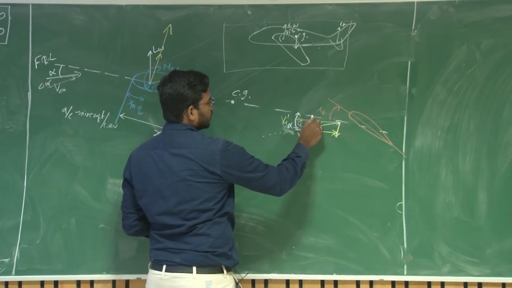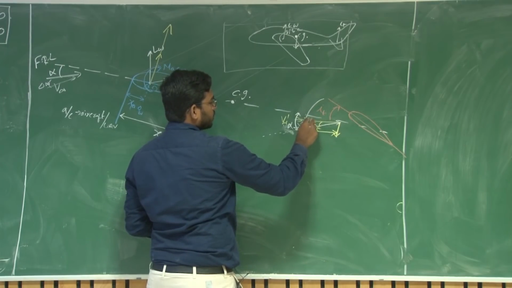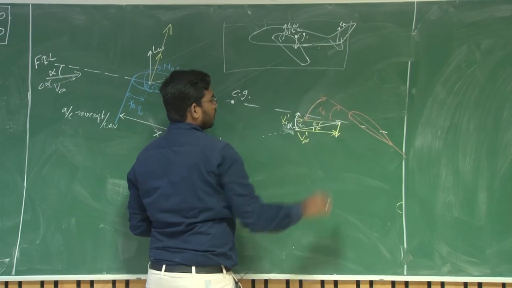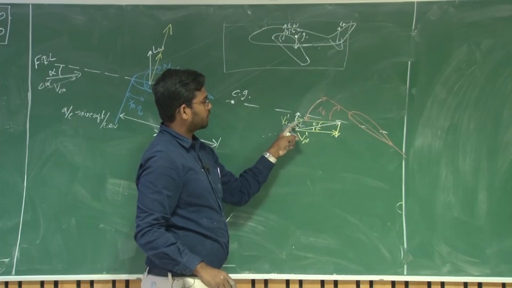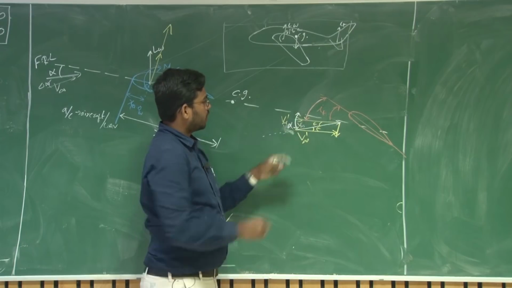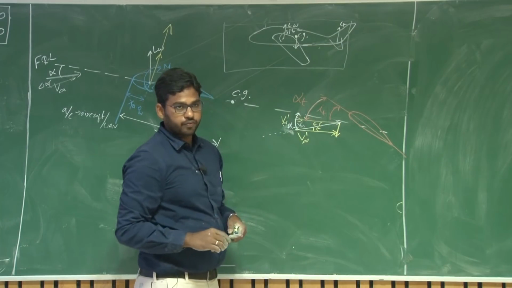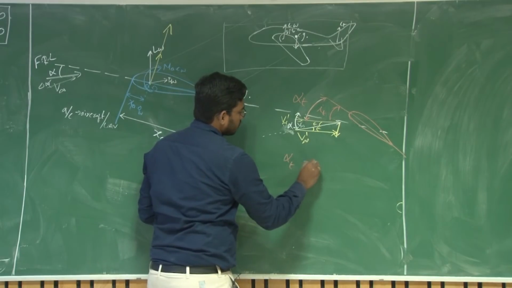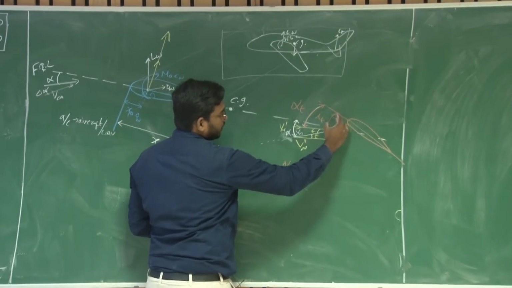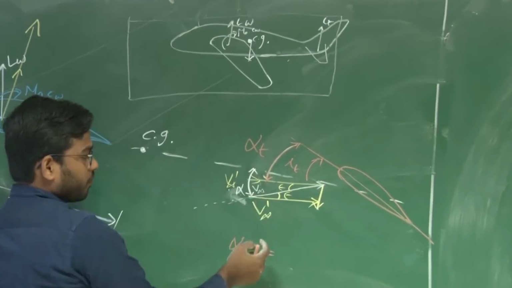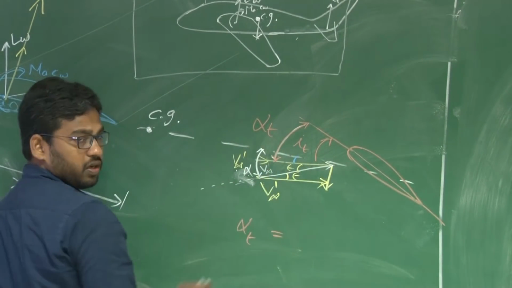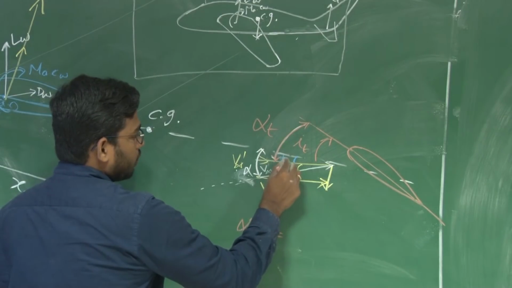Right. Now what is the angle of attack for the tail? This is your total angle of attack for the tail. Angle of attack is the angle made by the chord of the tail with respect to the resultant free stream velocity here, that is V infinity prime. This is your alpha t, right? So what is alpha t? See, this i_t plus this angle, there is a resultant angle here which is alpha minus epsilon. This is alpha minus epsilon.